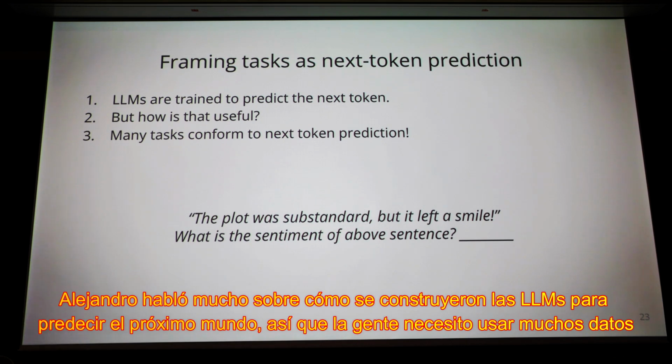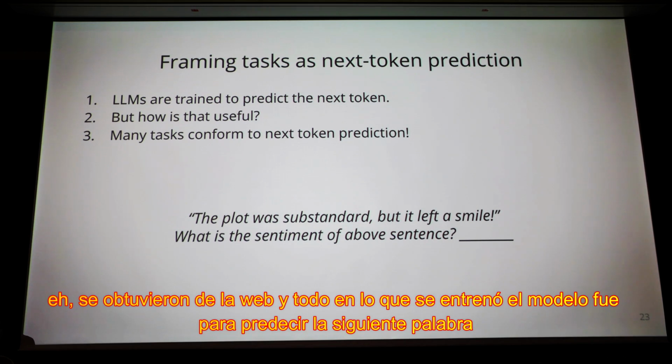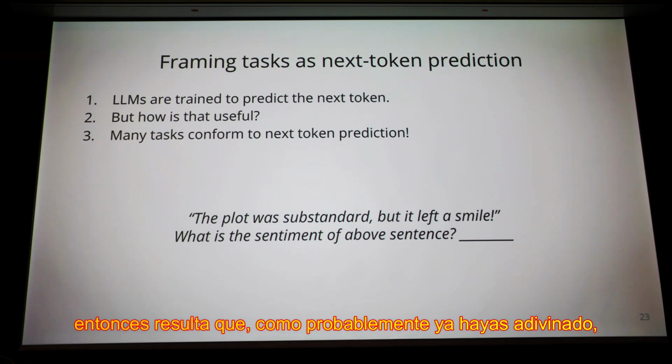Alex talked a lot about how LLMs were built to predict the next word. So people used a lot of data. They scraped it from the web, and all that the model was trained on was to predict the next word. So why is this a useful thing to do in practice?